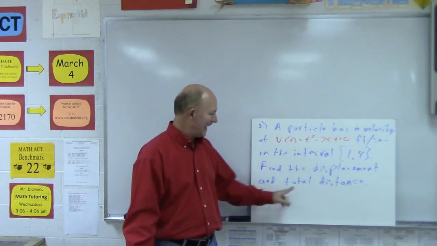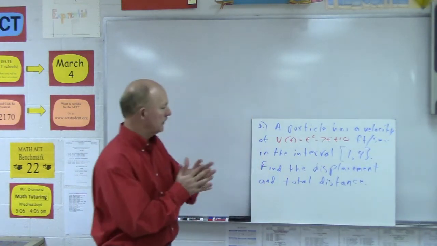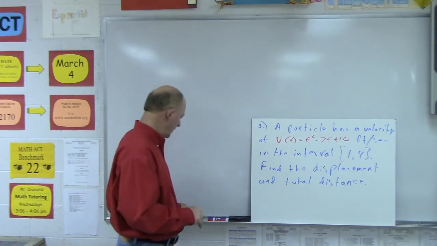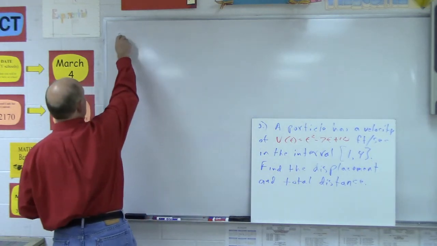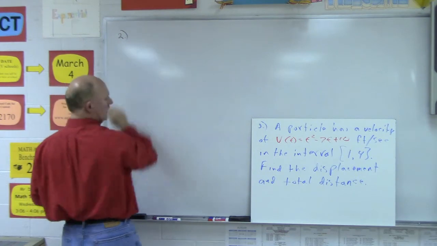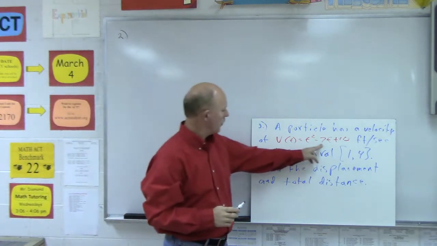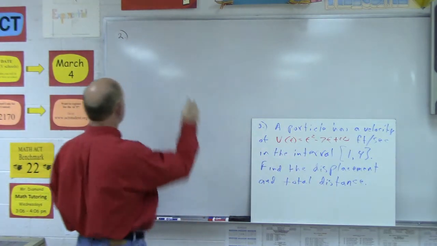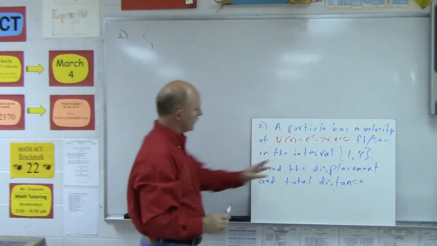Find the displacement and the total distance. And once again, we're looking for the displacement and the total distance. So let's get the displacement first. This will be example number 2. Our integral is t squared minus 7t plus 10. We're just looking for the displacement over the interval from 1 to 4.